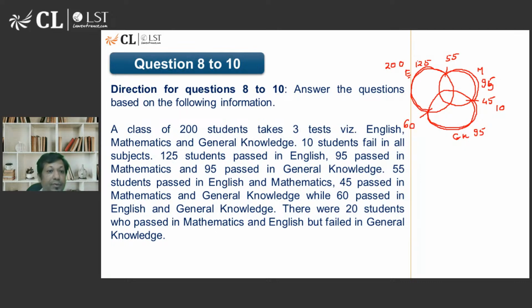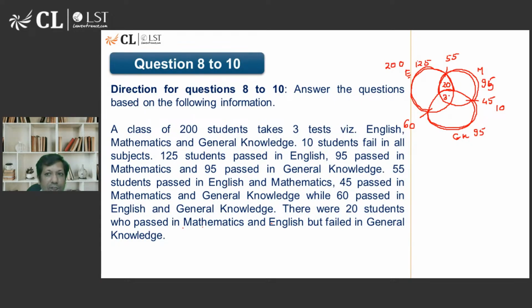Okay. There are 20 students who passed in math and English. Okay. 20 students who passed in math and English, but they failed in GK. So this should be the region that is 20, and this total region is 55.